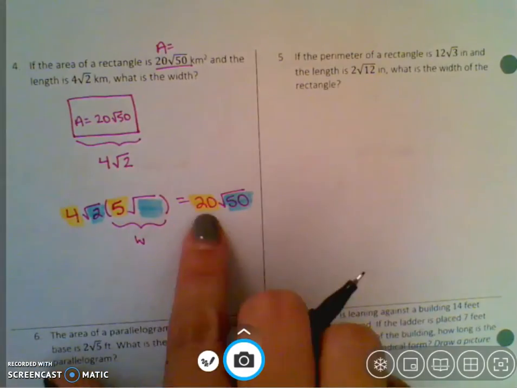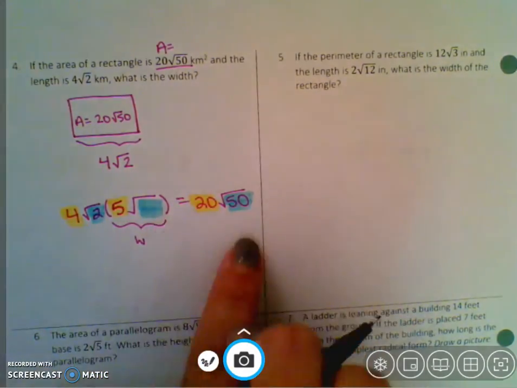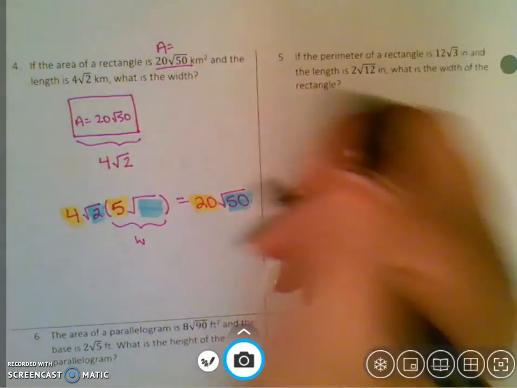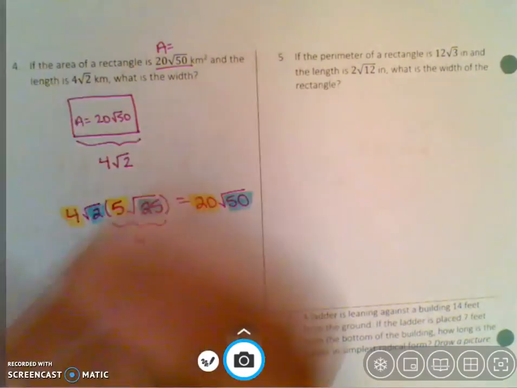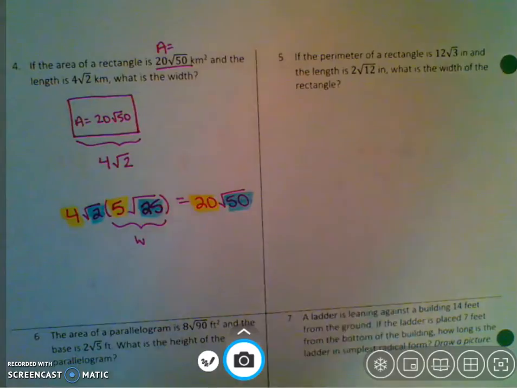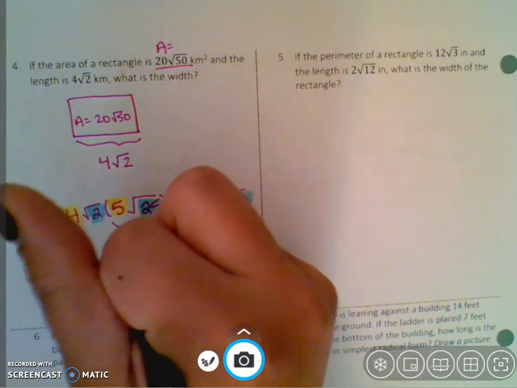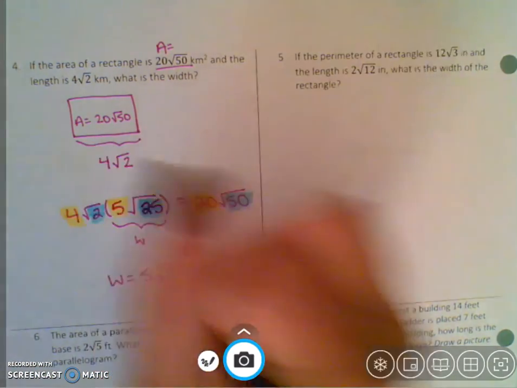Okay, 4 times 5 gives you 20. 2 times what gives you 50? 2 times 25 gives you 50. So your width for this problem is going to be 5 root 25.